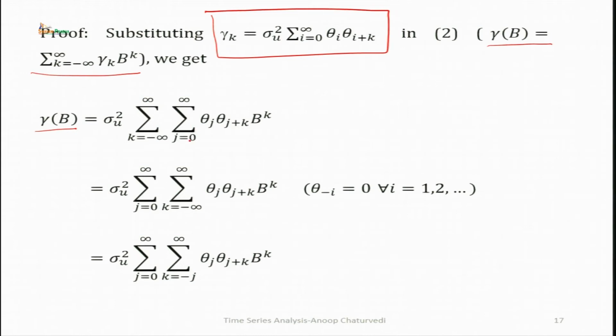Then we interchange the summation signs. We take summation from j equal to 0 to infinity first, k equal to minus infinity to plus infinity, theta_{j+k} B to the power k. While doing so, we have assumed that theta_{-i} is equal to 0 for all i equal to 1 and so on, because in this summation you will find many terms involving thetas with the negative index, terms involving theta minus i's. So, we take those theta minus i's to be equal to 0, and then you write it as sigma square u summation j equal to 0 to infinity, and since theta_{-i} is equal to 0 for i equal to 1 and so on.